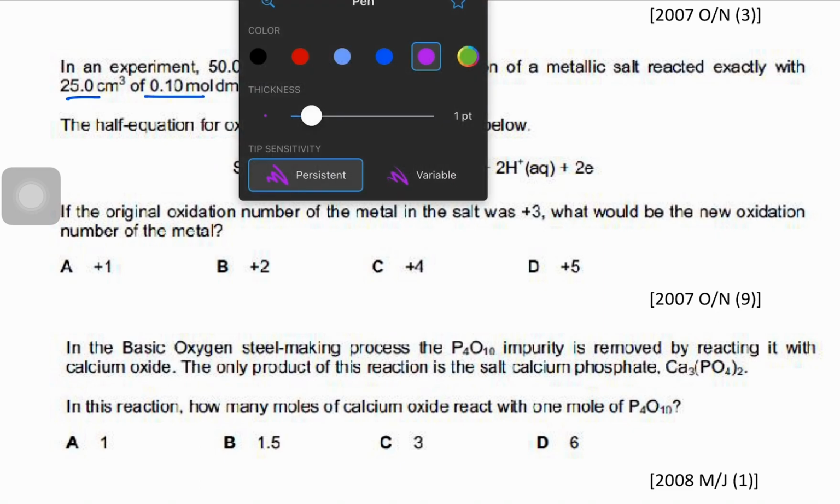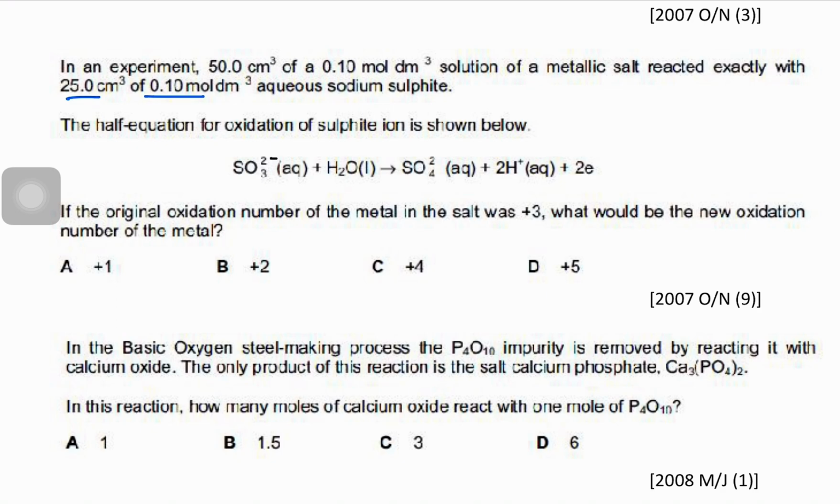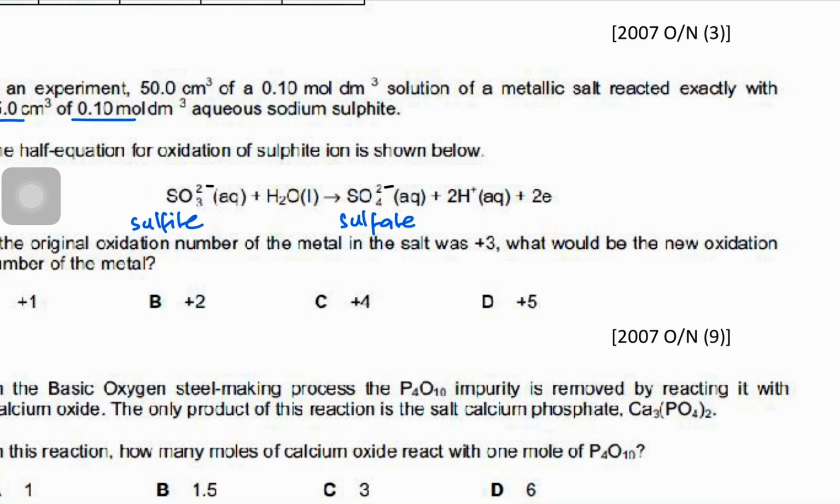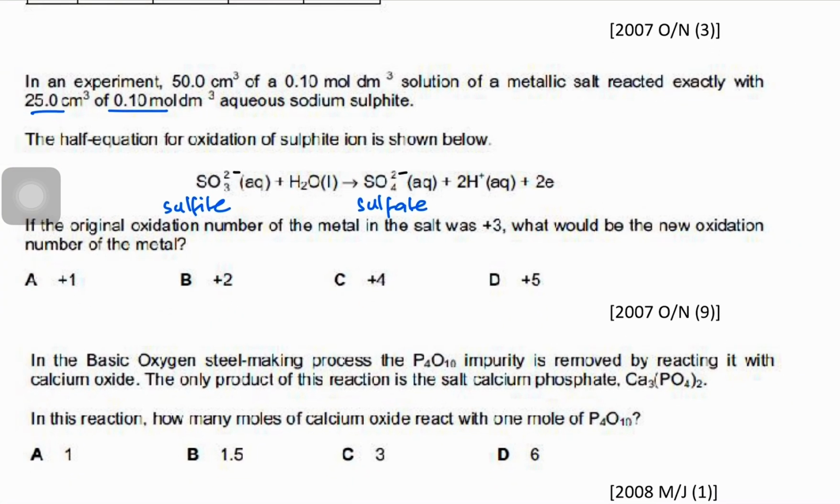You can see the equation involves sodium sulfite changing into sulfate. So sulfite is changing into sulfate. If the original oxidation number of the metal in the salt was plus 3, what would be the new oxidation number of the metal? Here, a very important idea is involved, and that idea is that change in oxidation number is proportional to the change of mole ratios. So let's talk about it. We need to focus on this on a deeper level.